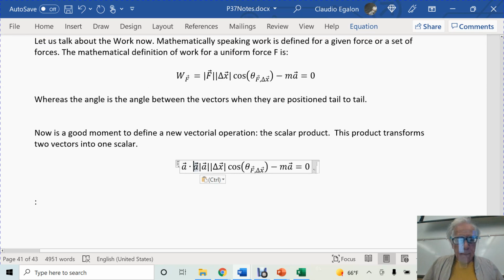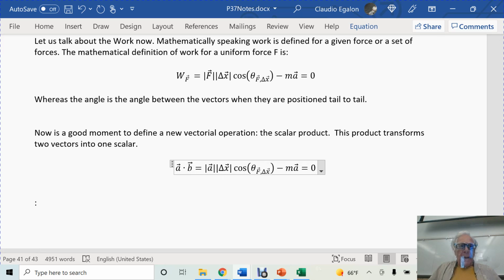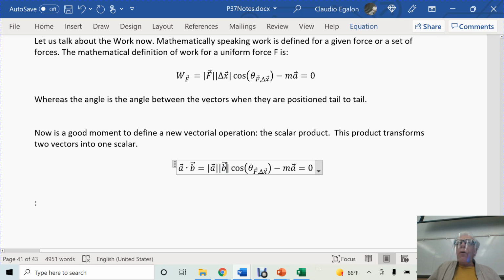Suppose you have two vectors, right? A and B. You can operate between those two vectors as a scalar product. And by definition, A dot B is going to be what? It's going to be the magnitude of A, the magnitude of B, times the cosine of the angle between A and B. Okay? So I'm going to write that down here also, A and B.